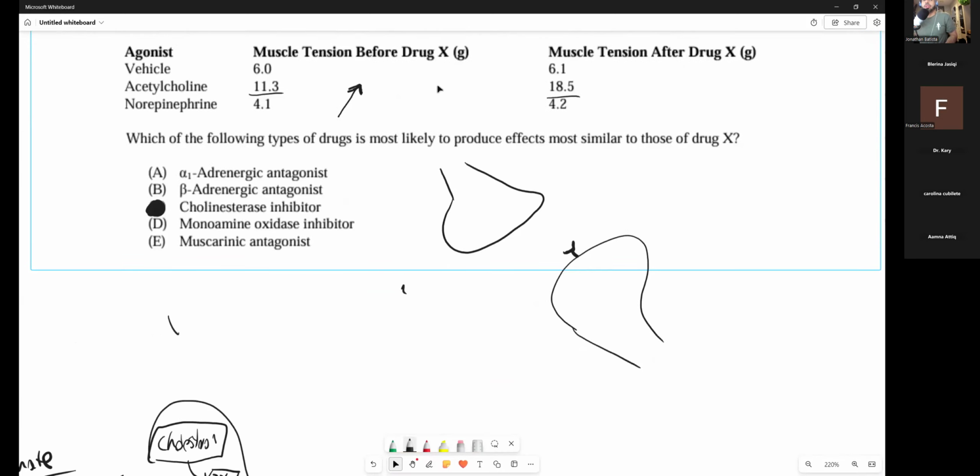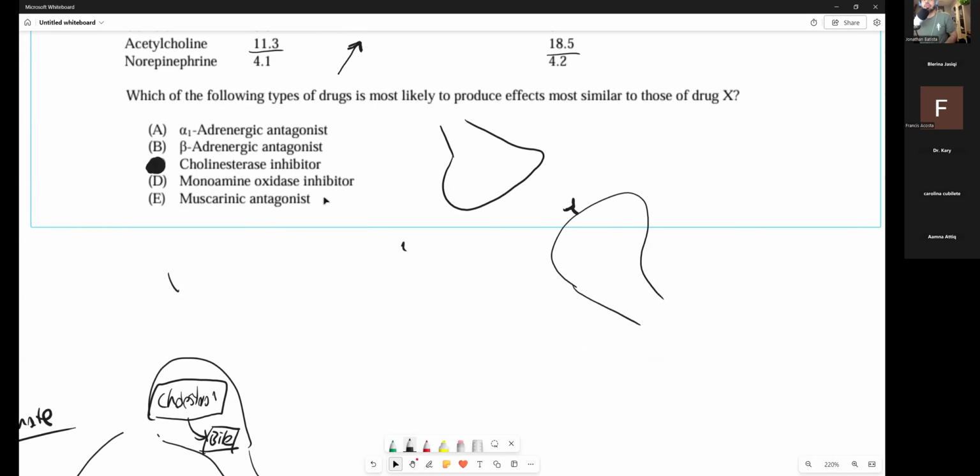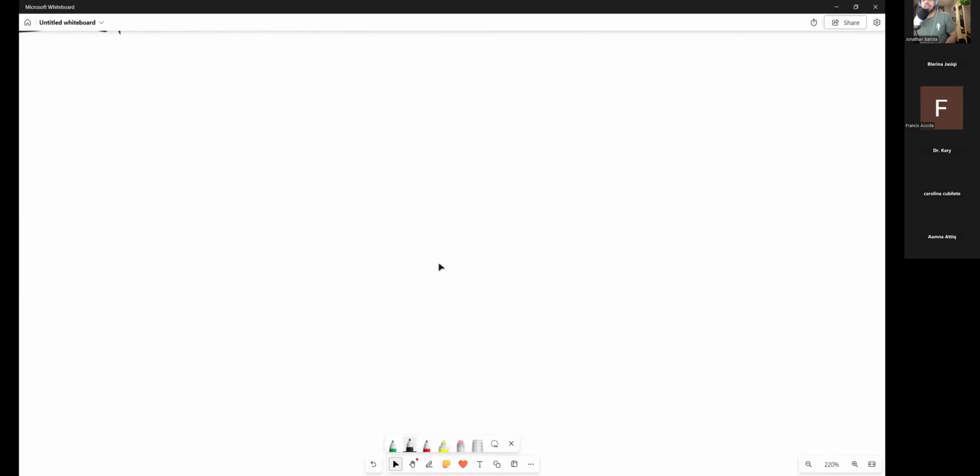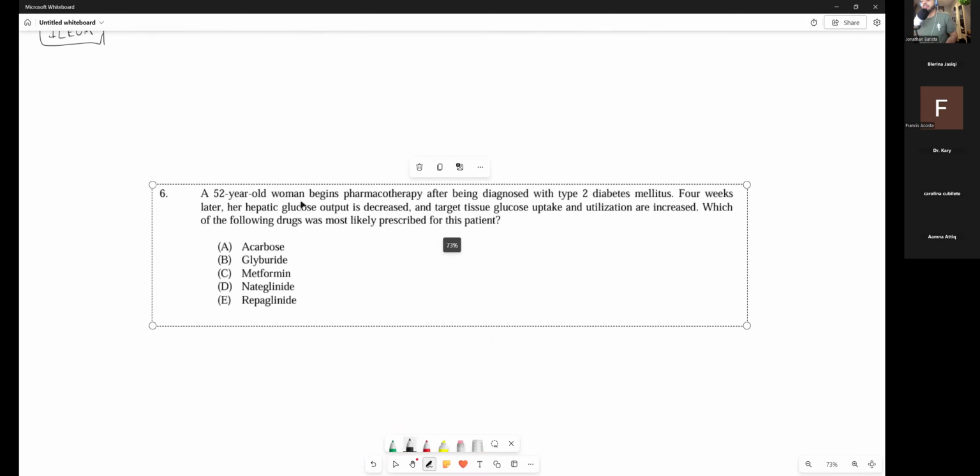What happens if we have too much activity? What is the antidote of this? What if we have way too much activity of acetylcholinesterase? What can we do? Yes, good. Atropine makes sense. Okay, Carolina, here we go.